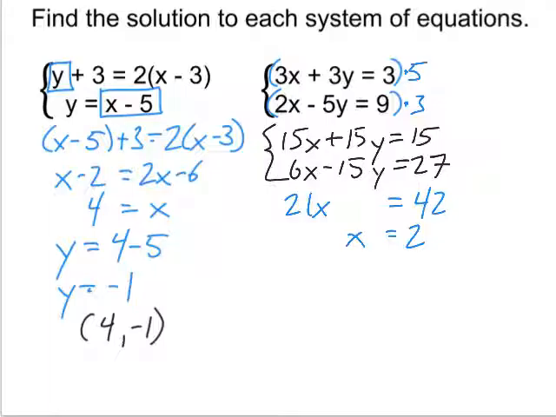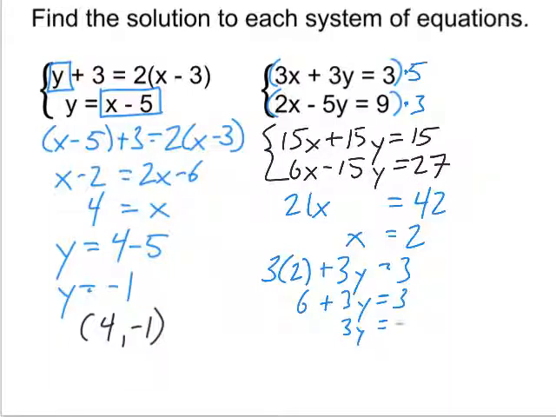And of course, once I know what x is, plug it in to find the y. Plug it into either equation. I'm going to go ahead and plug it into the first one here. So we got 3 times 2 plus 3y equals 3. So 6 plus 3y equals 3. Subtract 6 on both sides. And then divide both sides by 3. And you get y equals negative 1. So our final answer for the second one should be 2, negative 1.